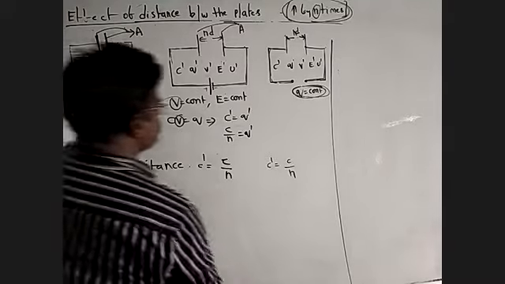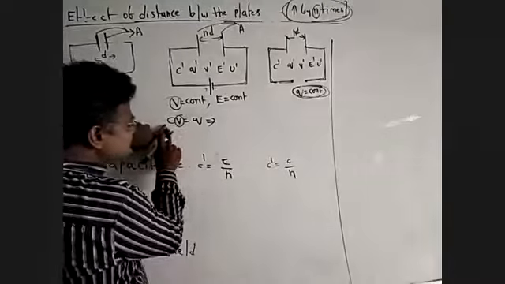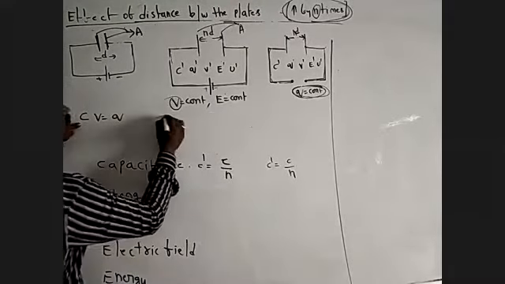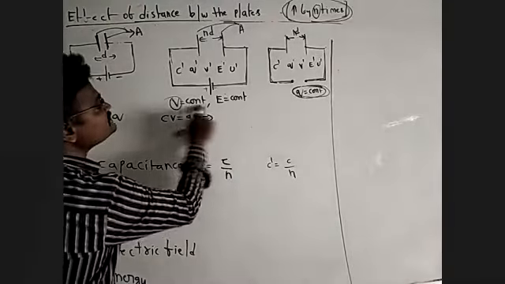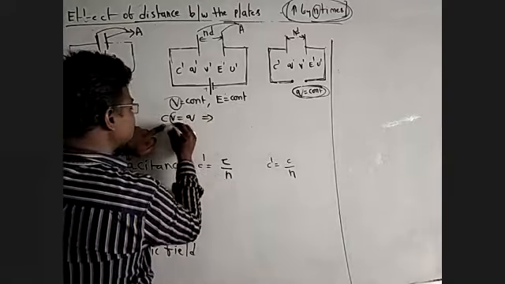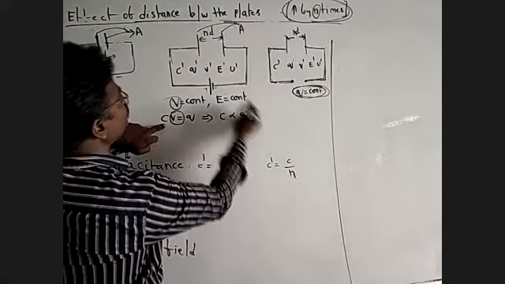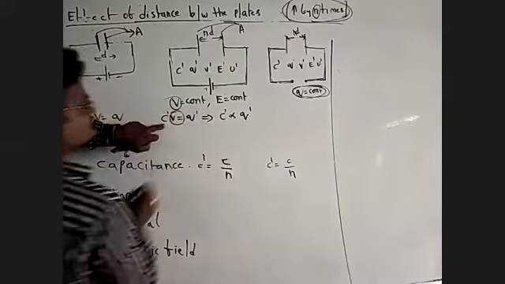This is the way we are going to write. So what are we going to write? Very simple. The general formula is CV = Q. Here I am writing CV = Q, where Q is constant. I am writing C directly proportional to Q. This is C dash, Q dash. I am applying C dash, Q dash.